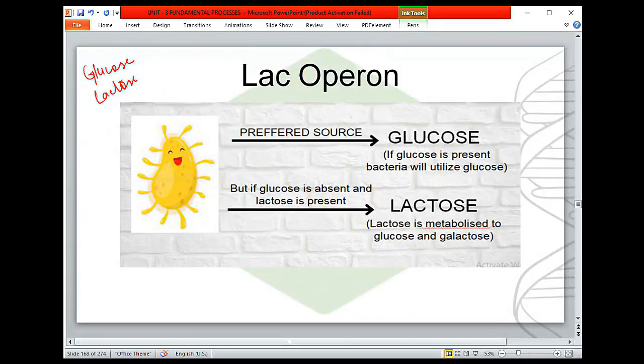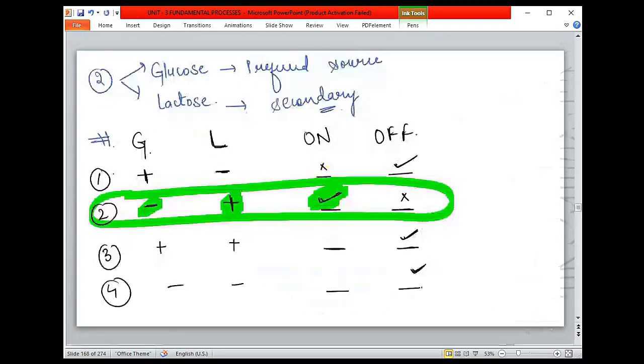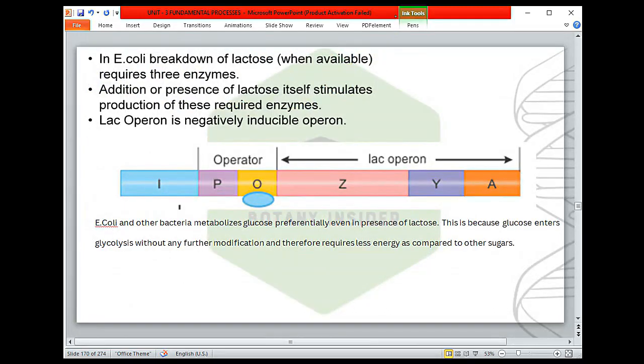So glucose is present, glucose is the preferred source. And lactose, if the glucose is absent, in that scenario only the lactose would be metabolized by the E. coli into glucose and galactose. Lactose is formed with the help of glucose plus galactose, right? So lactose would be broken down into glucose plus galactose, and then the further energy would be derived from it. The E. coli breaks down the lactose when available, requiring three genes.